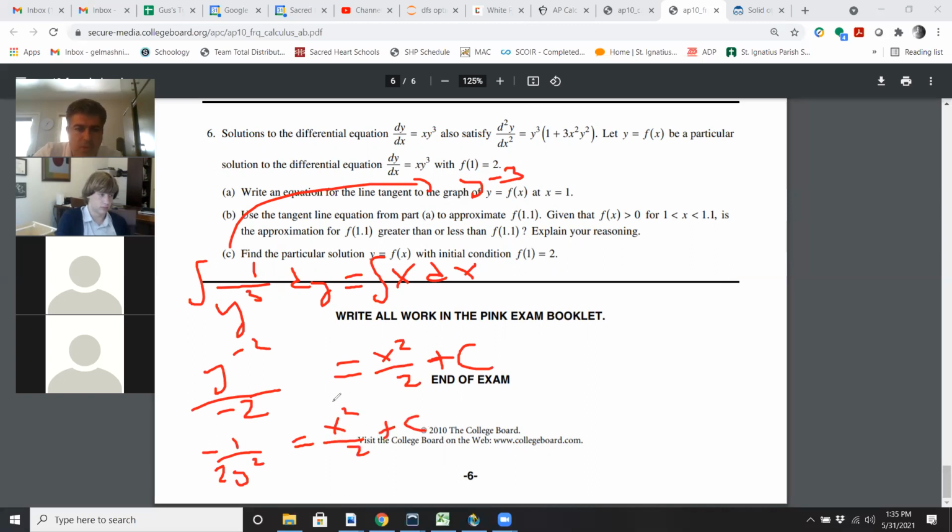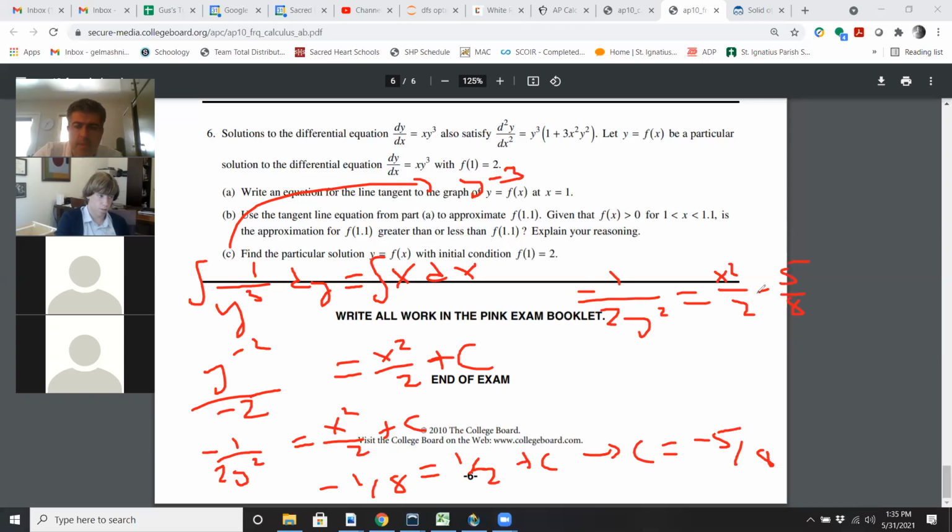Solve for c, plug in your initial conditions. You put in 2 for y, so you get negative 1/8 equals 1/2 plus c. So c is going to be negative 5/8. So you have negative 1 over 2y squared equals x squared over 2 minus 5/8. You have to isolate. Well, you could probably combine this. So it becomes 4x squared over 8. So 4x squared minus 5 over 8.